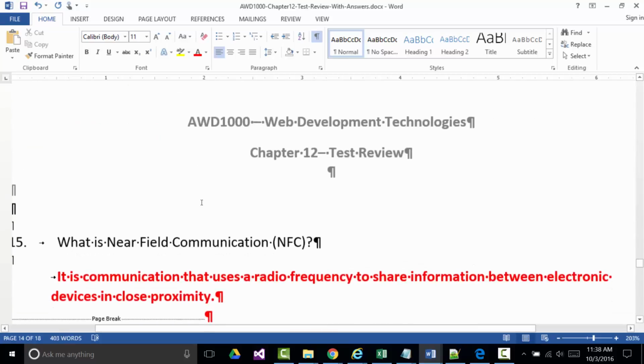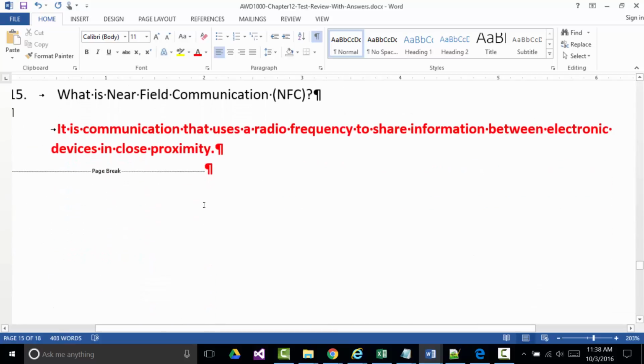Number 15, what is near field communication, or NFC? It's a communication mechanism that uses radio frequency to share information between devices that are close to one another or in close proximity.